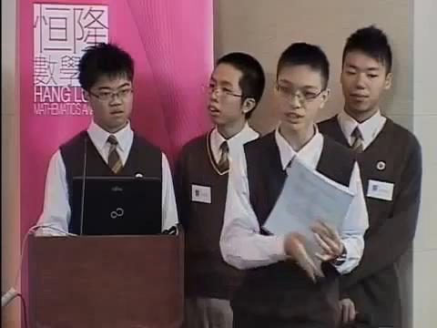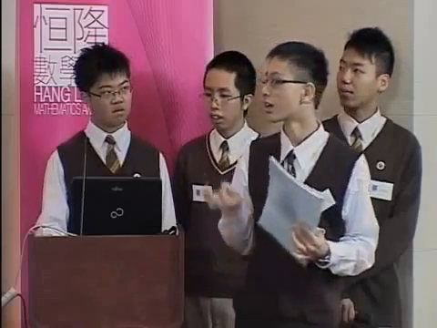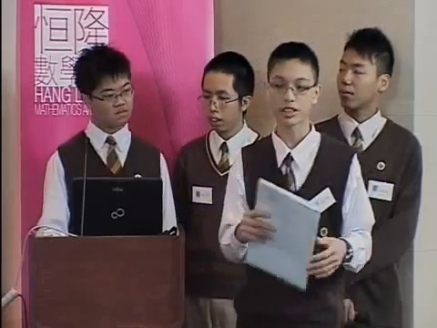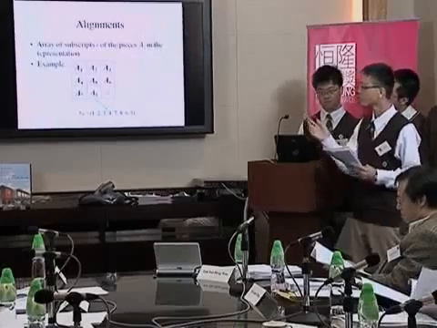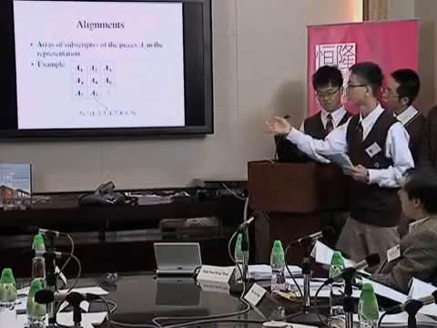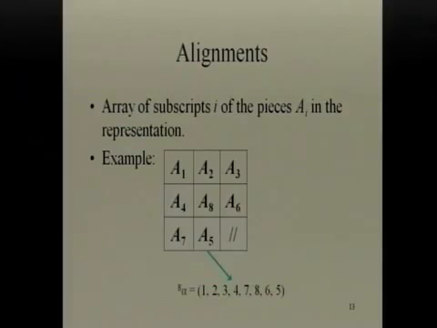Now, we answer the first question. Is a certain given puzzle solvable? For simplicity, we introduce the concept of alignments. For example, for these 8 puzzles, we write the alignments like this: 1, 2, 3, 4, 5, 4, 7, and then X, 6, 5, like this.